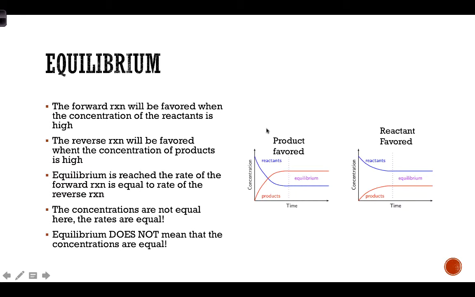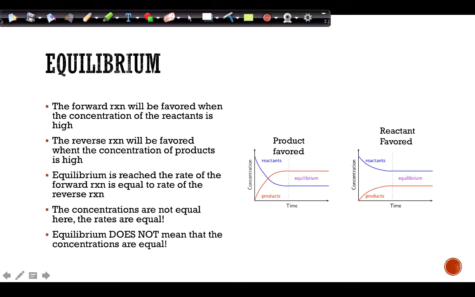So with equilibrium, if it is a product favored reaction, that means that the equilibrium constant is going to be greater than 1. So if K is greater than 1, then that means I'm going to be making a lot of products. If my equilibrium constant is less than 1, I'm not going to make as many products, and I will have more reactants at the end.